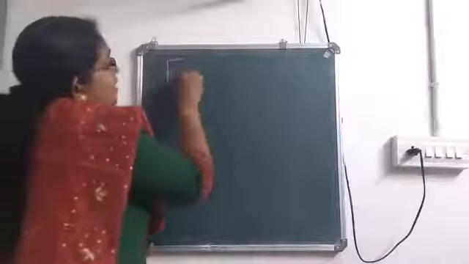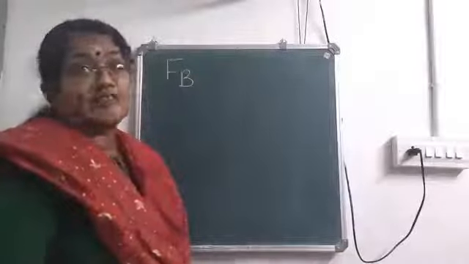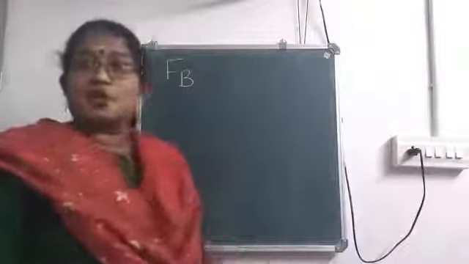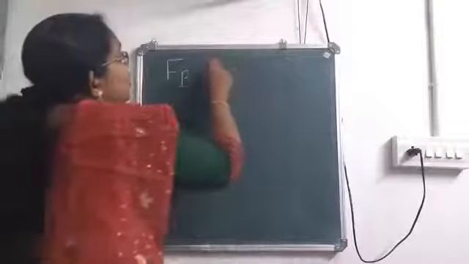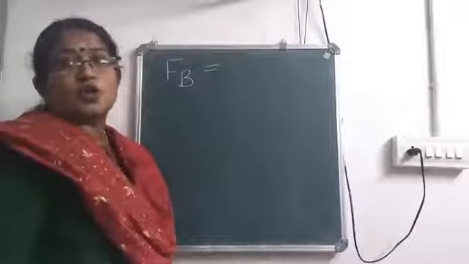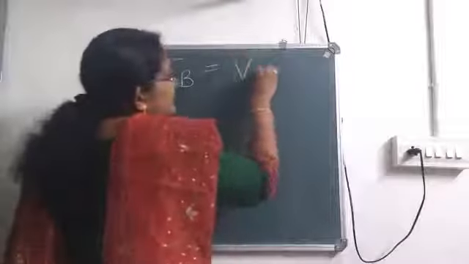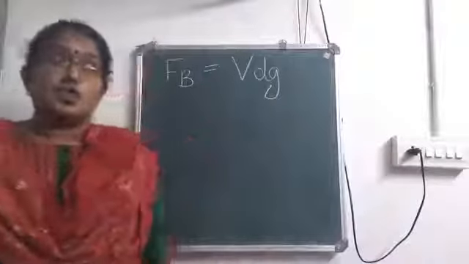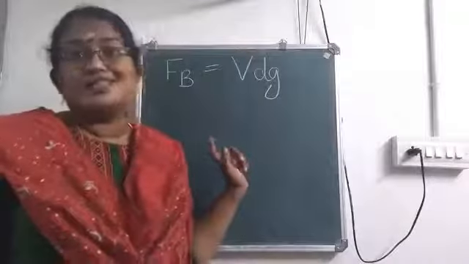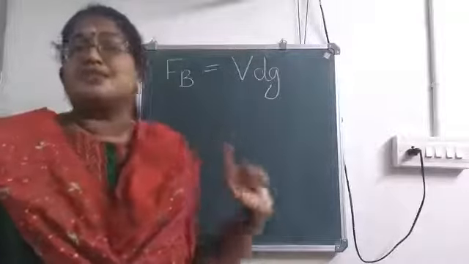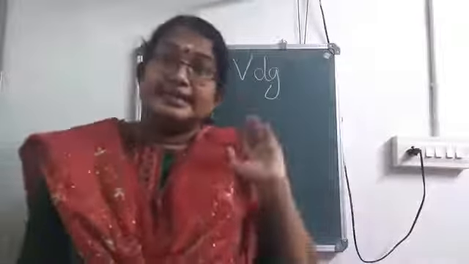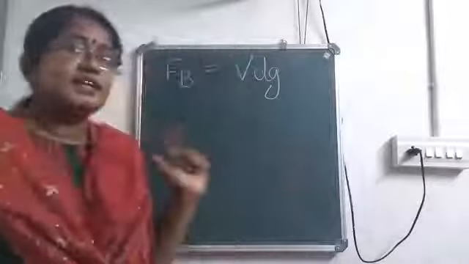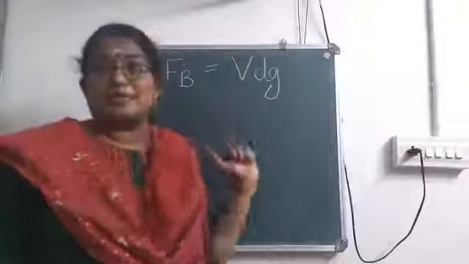Which letter is used to represent upthrust? It is FB. FB stands for upthrust. And I'll tell you the equation for upthrust or buoyant force. It is given by the equation VDG. You should be thorough with this equation. Upthrust is equal to VDG. Now, we will check what all these things represent.